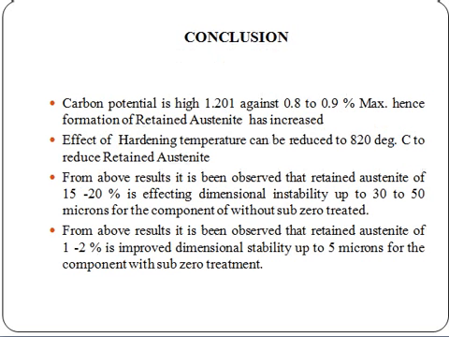Conclusion. The project's main conclusion: carbon potential is high, 1.02 against 0.8 to 0.9 maximum. Hence, formation of retained austenite has increased. The hardening temperature can be reduced to 820 degrees Celsius to reduce retained austenite.